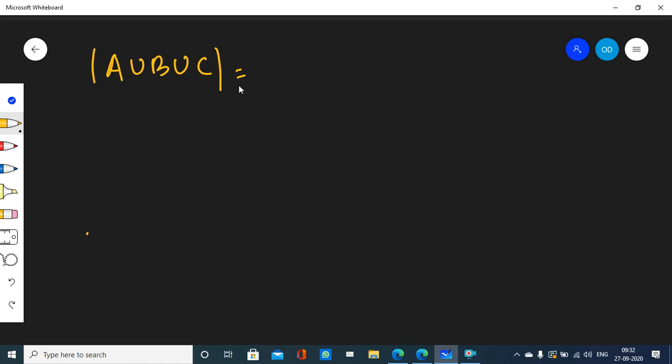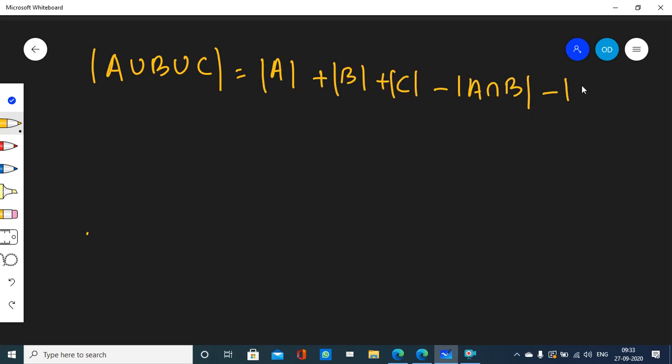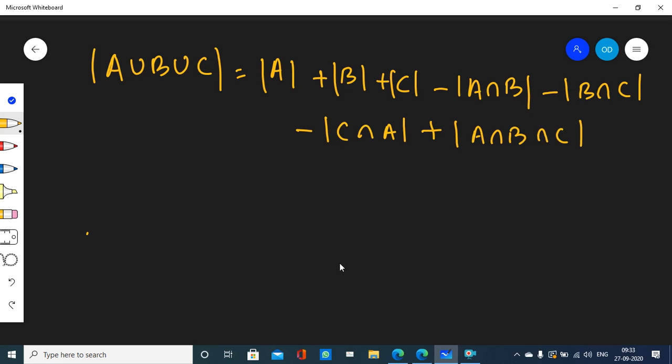Now cardinality of A union B union C. Without deriving the formula, we just have to memorize it. The formula is cardinality of A plus cardinality of B plus cardinality of C minus cardinality of A intersection B minus cardinality of B intersection C minus cardinality of C intersection A plus cardinality of A intersection B intersection C.